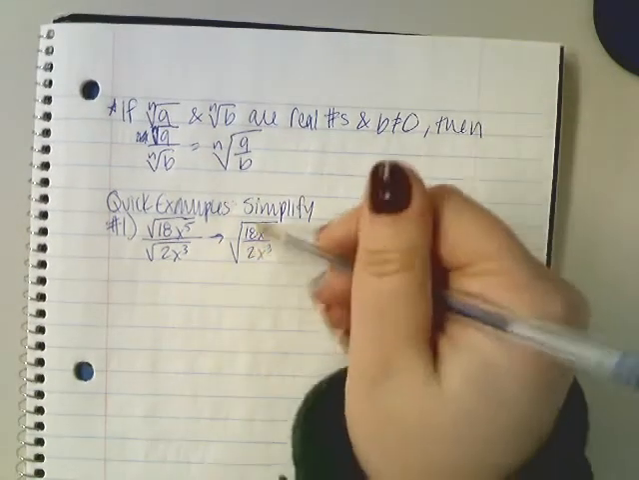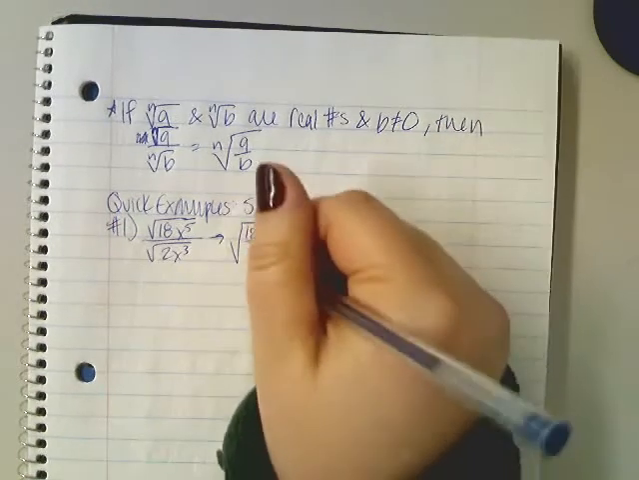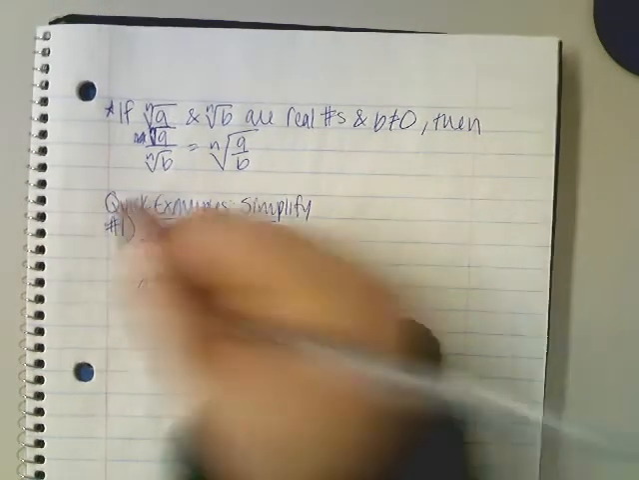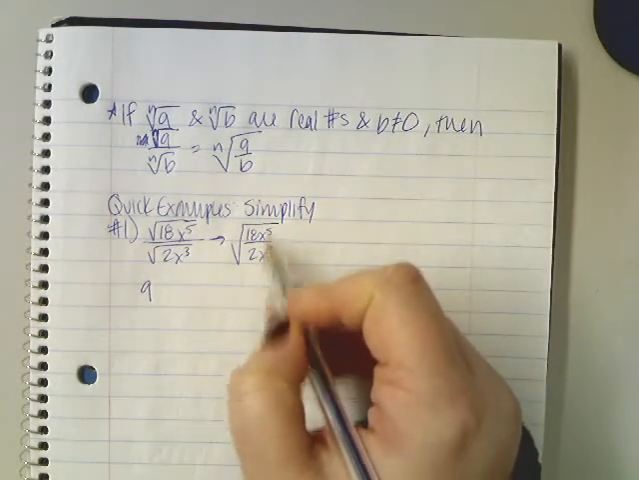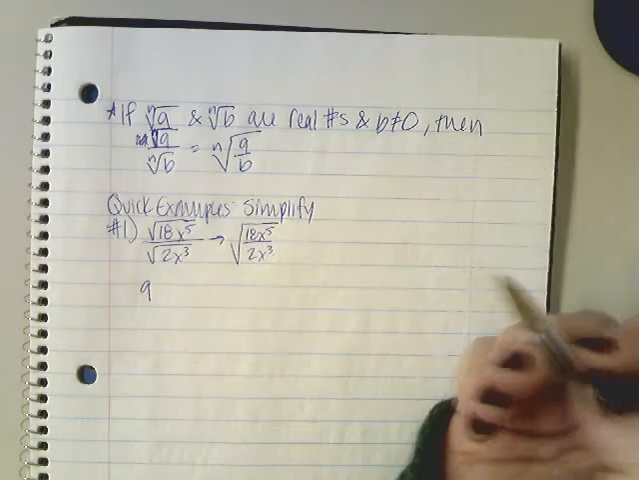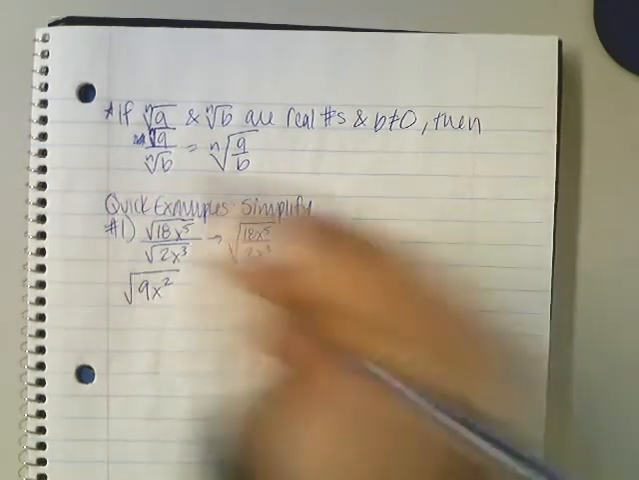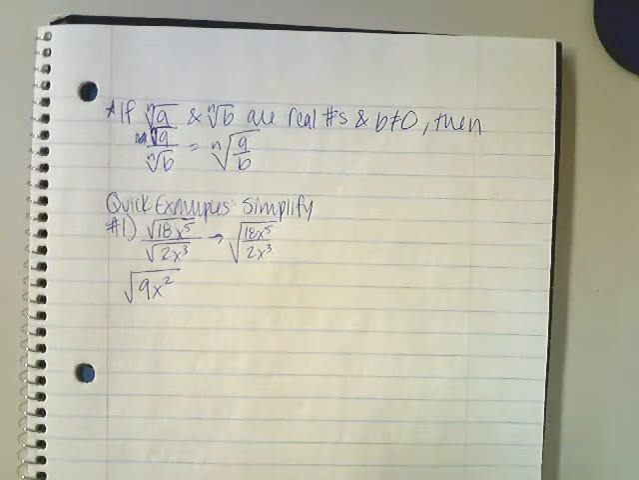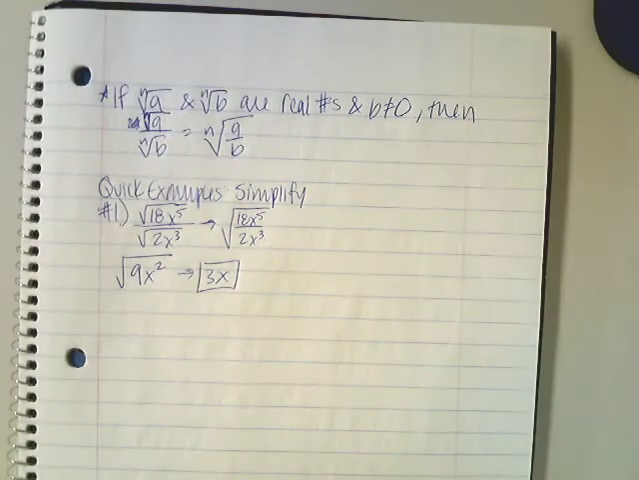So here now I can actually just divide out and simplify this using my laws of exponents. I know 18 divided by 2 is 9. I know x to the 5th divided by x to the 3rd. I'm going to subtract their exponents since they have the same base and they're being divided. So I get x squared, and then that square root is still there. So I have the square root of 9x squared. I know the square root of 9 is 3. The square root of x squared is x. So my fully simplified form would be 3x.